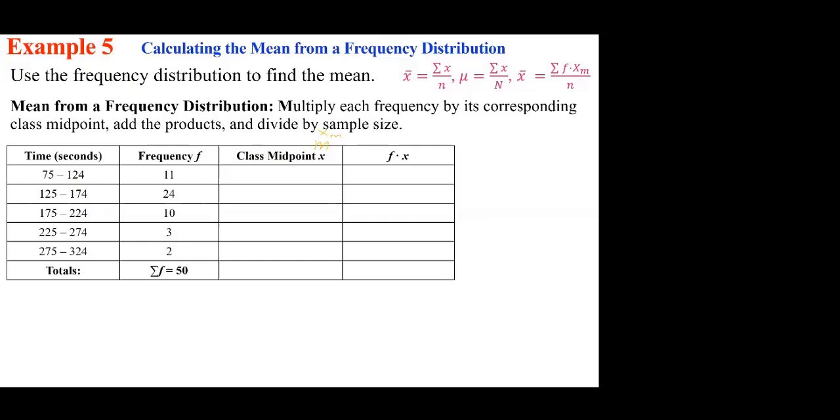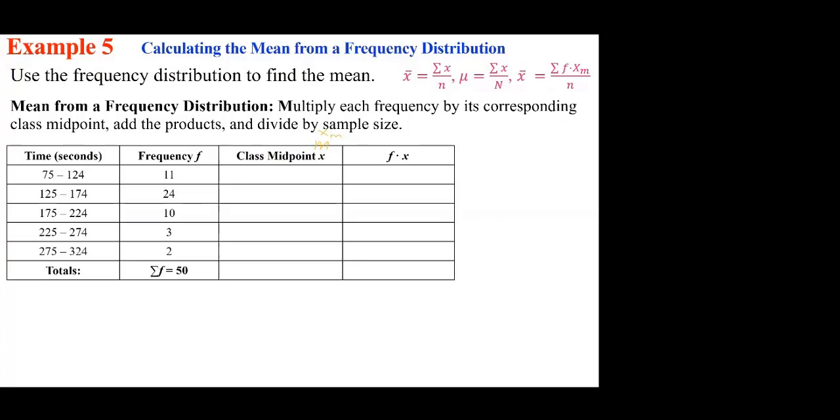Now, the idea is very simple. Remember, when it comes to the frequency distribution table, we don't have every piece of data. For example, if you look at the first class, it says between 75 and 124, there are 11 pieces of data.